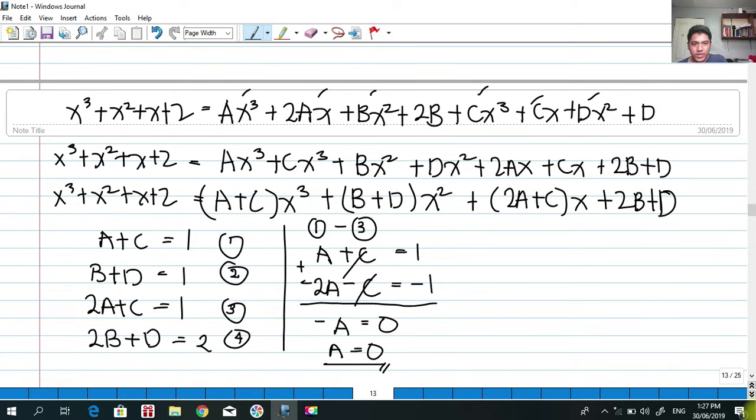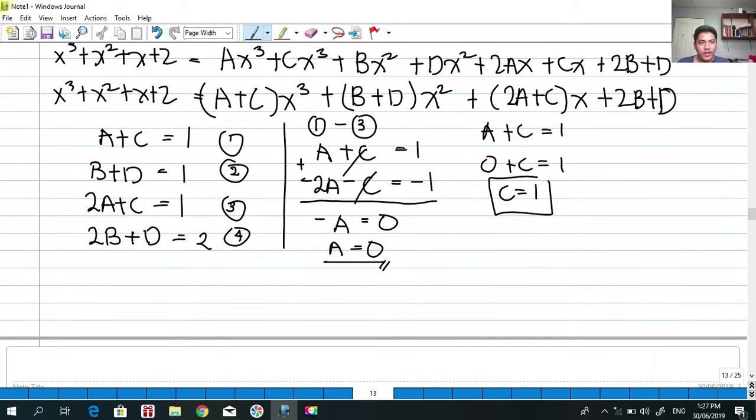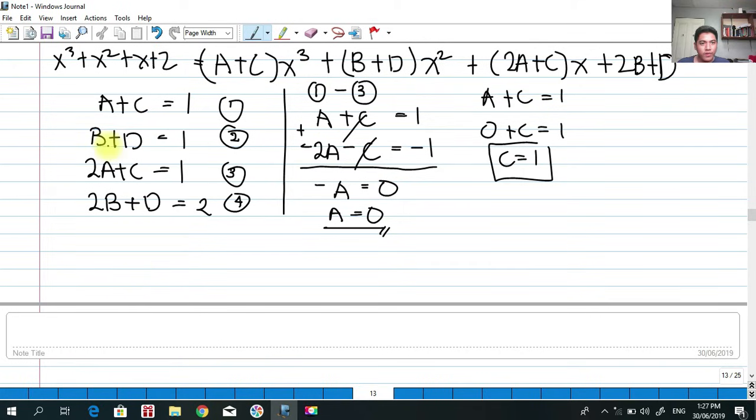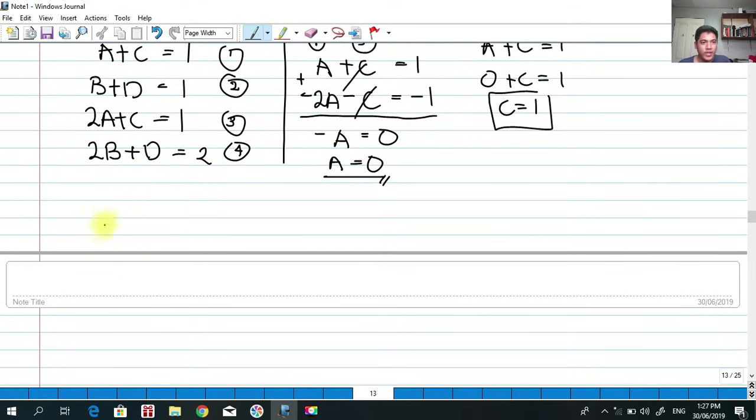If a is equal to 0, we can substitute this into equation 1. So a plus c is equal to 1. A is 0 plus c, so therefore, c is equal to 1. Now, in order for us to get the value of d, we can subtract equation 2 and equation 4. These will cancel for us to get the b.